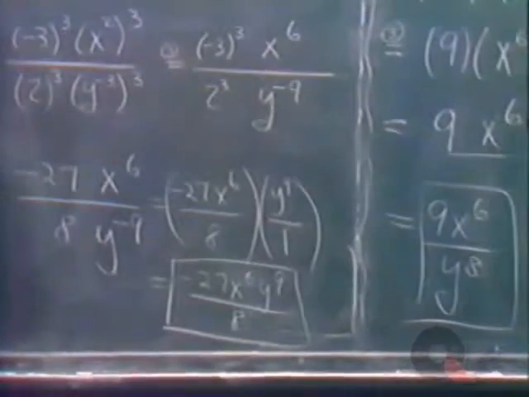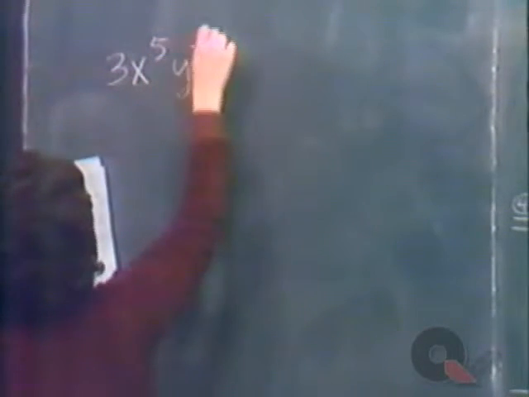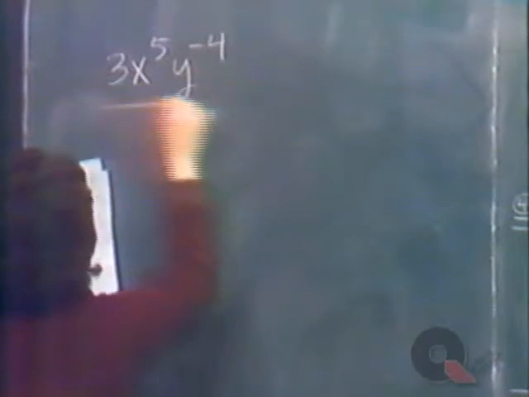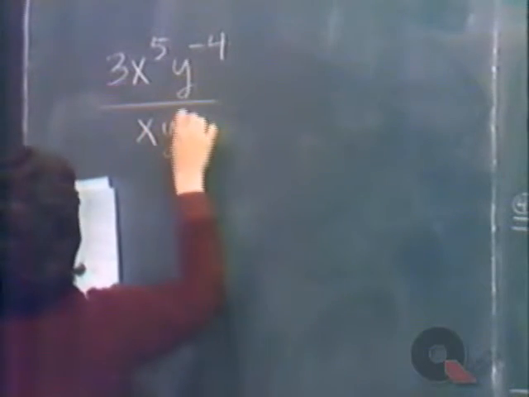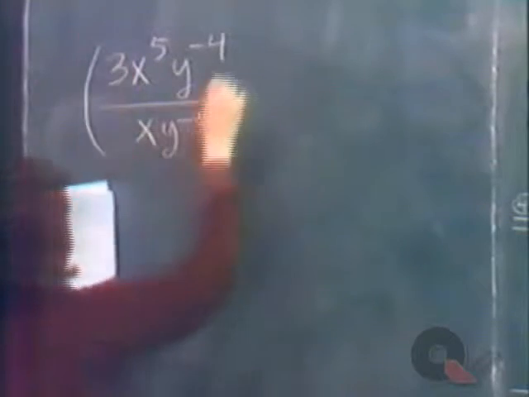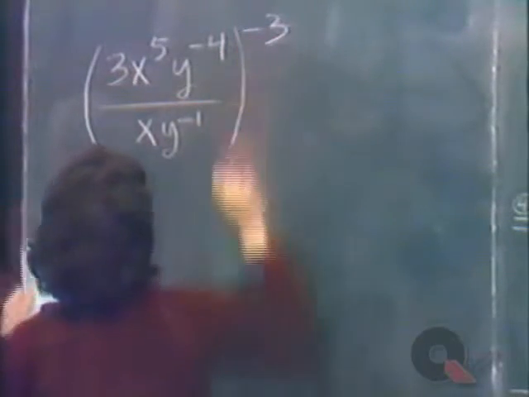Let's try some more examples. (3x^5 y^-4 over x y^-1), all raised to the -3 power.